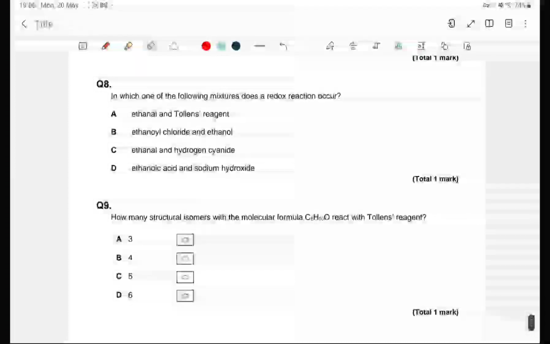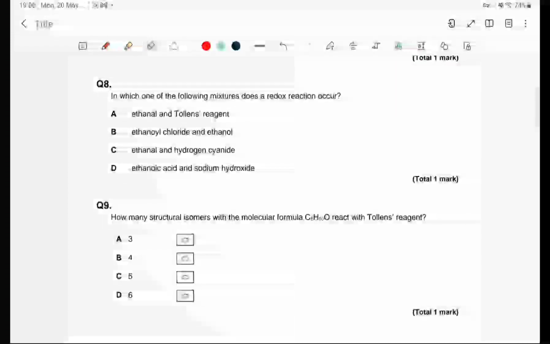Question 9. How many structural isomers with the molecular formula C5H10O react with Tollens reagent? Step 1 is knowing what Tollens reagent will react with. It will react with an aldehyde. It won't react with a ketone, it won't react with an alcohol, and it won't react with carboxylic acids. So we're looking for all the different structural isomers for C5H10O that are aldehydes.